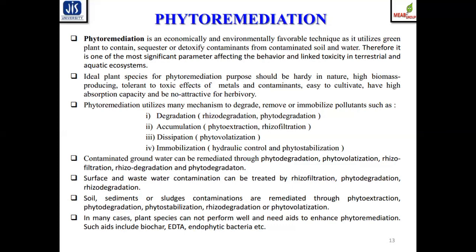Usually, contaminated groundwater can be bioremediated through phytodegradation, phytovolatilization, rhizofiltration, and rhizodegradation processes. Whereas surface water or wastewater contamination can be treated by rhizofiltration, phytodegradation, and rhizodegradation approaches. Soil, sediment, or sludge contamination is remediated through phytoextraction, phytodegradation, phytostabilization, rhizodegradation, and phytovolatilization. In many cases, diverse plant species cannot perform well. They need aids to enhance phytoremediation efficacy. Such aids include biochar, EDTA, and endophytic bacteria as helper microbial entities, along with association with the plant root.